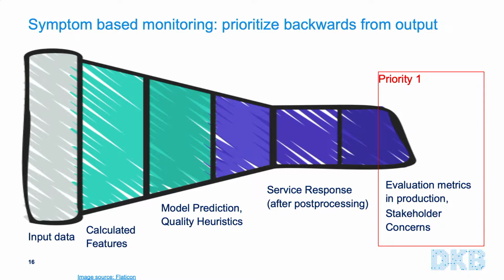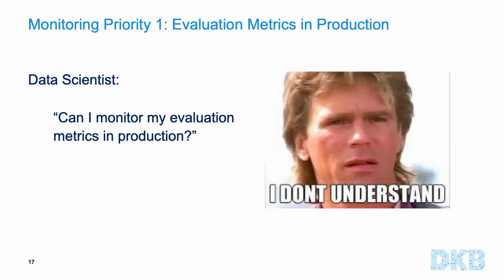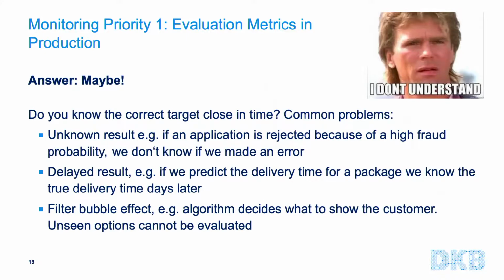And you have all these possibilities, and a lot of vendors now tell you that you need to monitor your input data. I'm making the case that you should start, as priority 1, with monitoring on the right-hand side, so very close to the customer impact. So what does that actually mean? When we talk about evaluation metrics in production, that's usually when people's eyes glaze over. It's like, evaluation metrics in production, what does it actually mean?